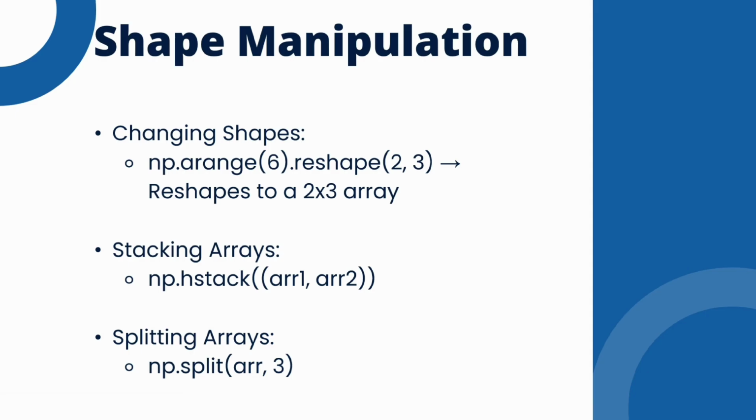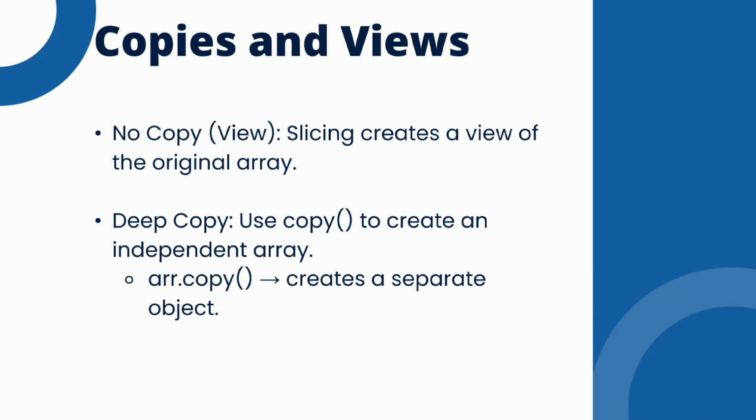Let's move to copies and views. This concept is crucial when dealing with large data sets because it affects how changes are propagated. No copy. When slicing an array, NumPy doesn't create a new copy. Instead, it creates a view of the original array. Changes made to the view will affect the original data.